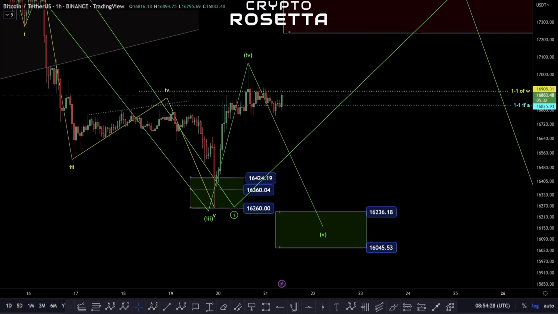We've had a bit of a move to the upside here and we have to reevaluate some of the count, but for the most part it's reacting like we talked about yesterday. We did give a scenario where this would happen.